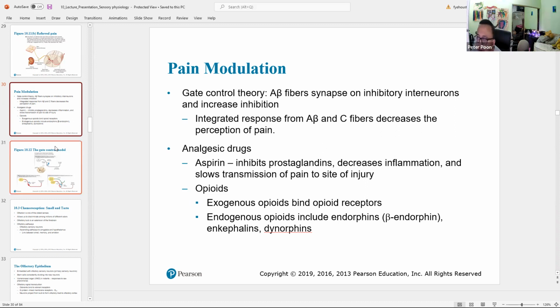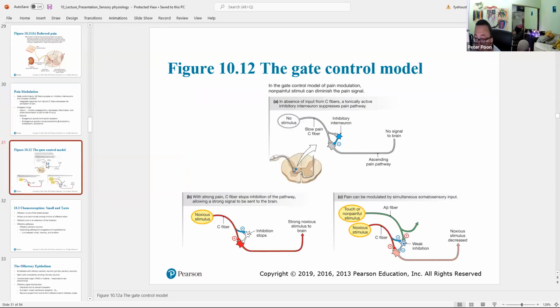Let's take a look at, well, I should skip forward to this slide. This slide explains the previous slide a little bit better. So if there's no stimulus, there's no pain coming through. This inhibitory neuron is usually on. So no pain.